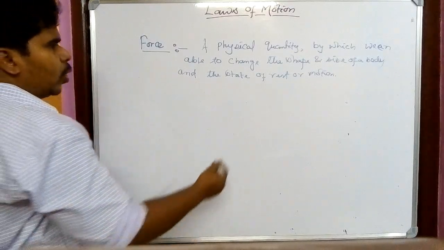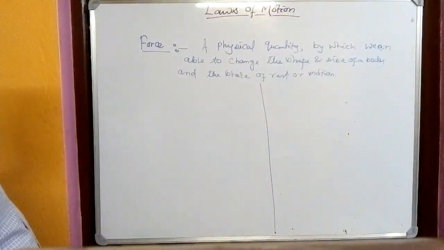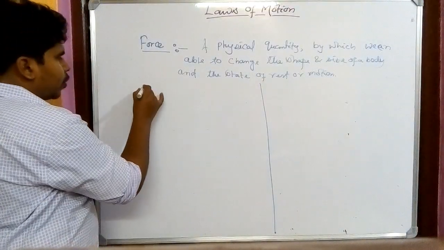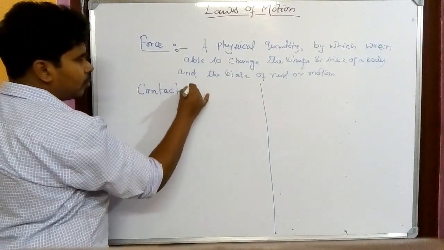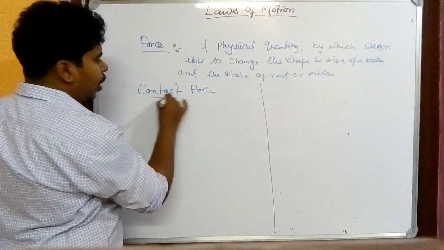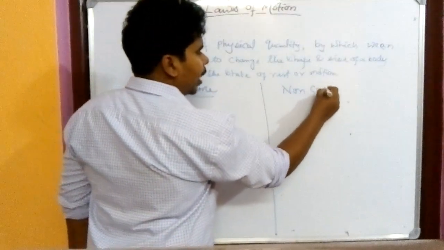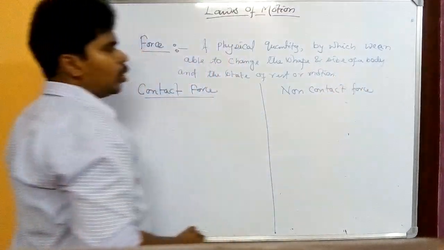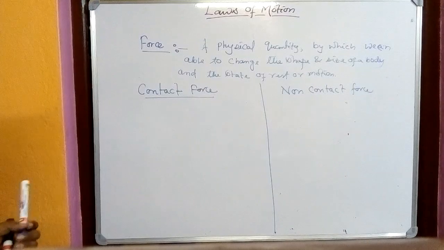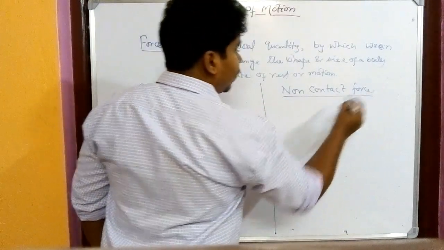Now we have to directly go on to the types. How many types of forces are there? Generally, there are two kinds of forces. One is known as contact force. Another one is known as non-contact force. Let's see some examples of contact force and non-contact force. But before that, we have to define it.